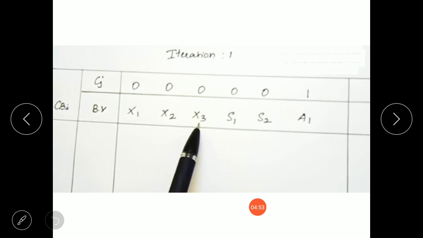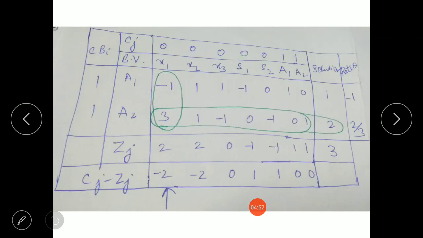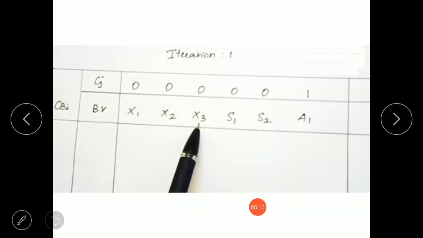And which coefficients are we going to write? Same as Cj. The coefficient of x1 is 0, the coefficient of x2 is 0, the coefficient of x3 is 0, S1 is 0, S2 is 0, A1 is 1. All the same coefficients we are going to write in the Cj row.